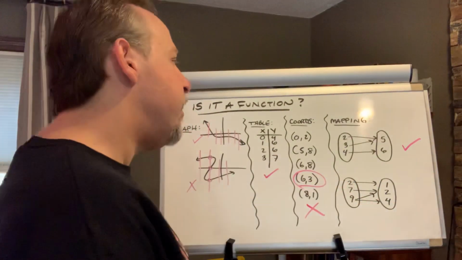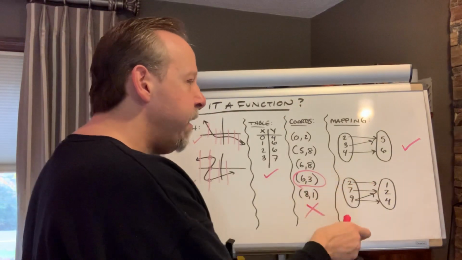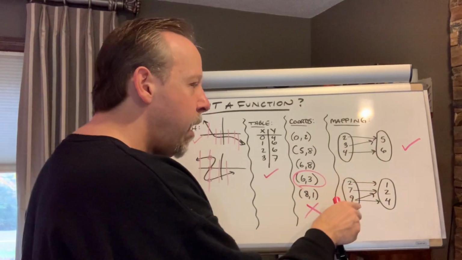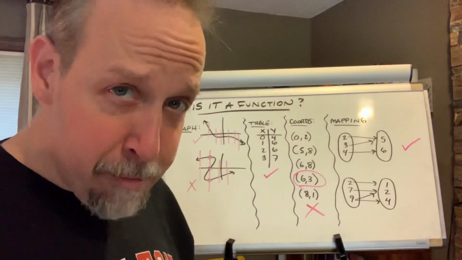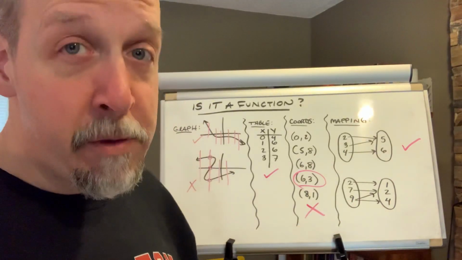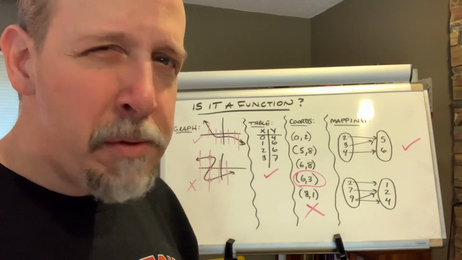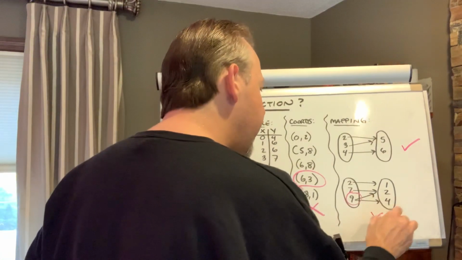This mapping shows you that a 2 gets an output of a 1, and a 7 gets a 2. A 9 gets a 2, and also a 9 gets a 4. That's a problem. There are 2 arrows that are leading away from the 9. That means the 9 has 2 different outputs. This is a problem. It's not a function.